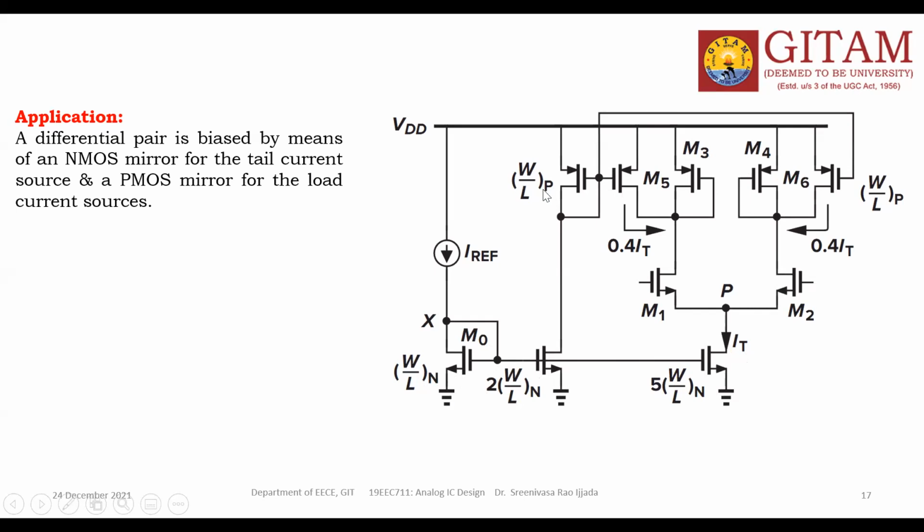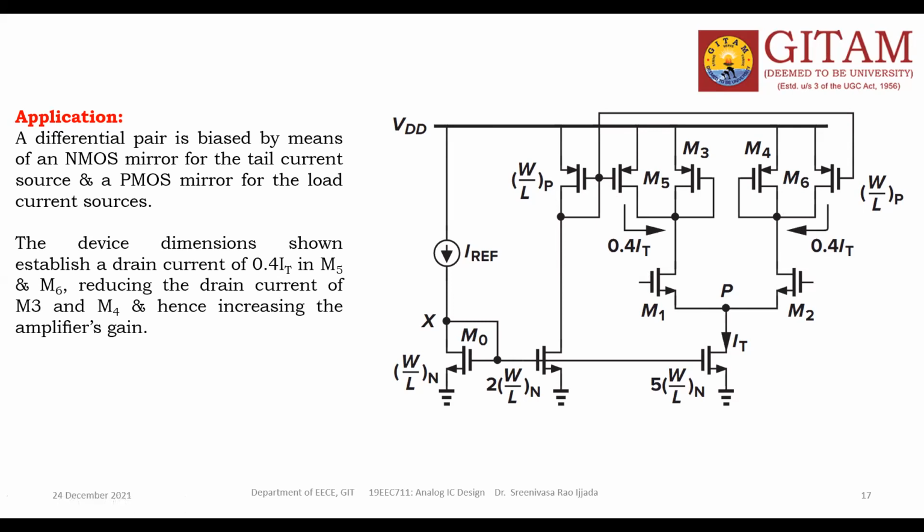So this is the W by L of the PMOS transistor, and the current flowing in this one is 0.4 times IT. That means 40% of the current. IT is the total current, 40% here and 40% here. This applies to all of the PMOS transistors.